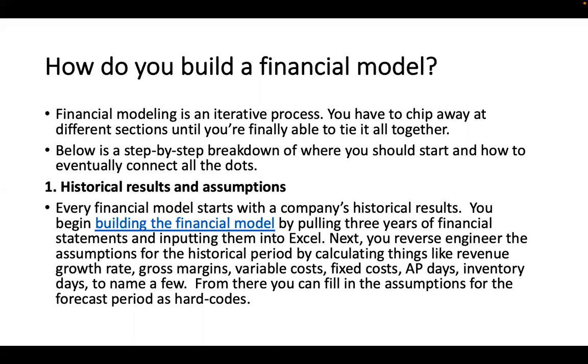Next, you reverse engineer the assumptions for the historical period by calculating things like, तो उसमें से हमको क्या क्या कैलकुलेट करना है, like revenue growth rate कितना है, gross margins कितना है, variable cost कितना है, fixed cost कितना है, AP days कितना है. AP का फुल फॉर्म बताओ कोई जल्दी से.